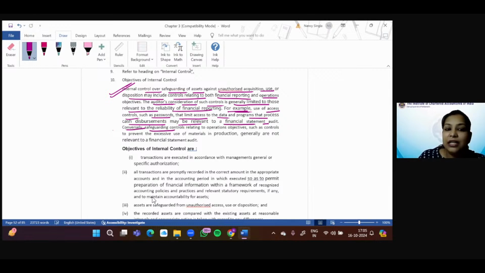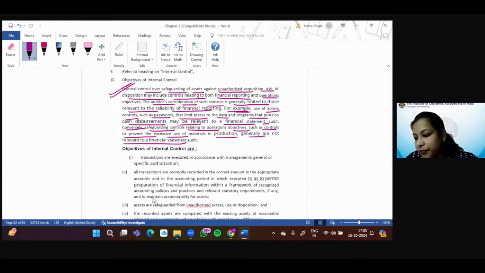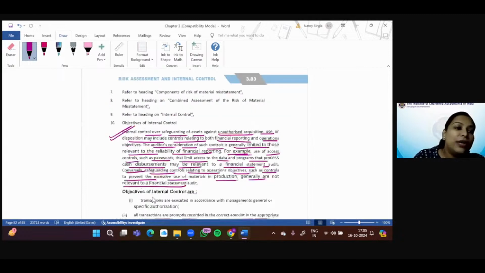Conversely, safeguarding controls relating to operations objectives, such as controls to prevent excessive use of material in production, generally are not relevant to a financial statement audit. Is it clear? Right? Now read this question again.